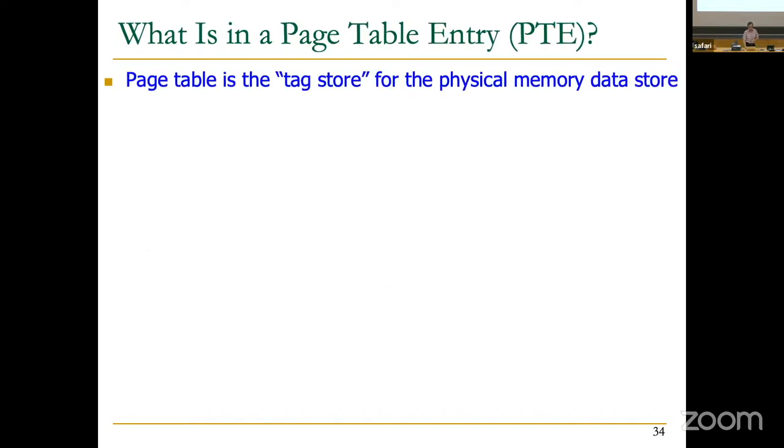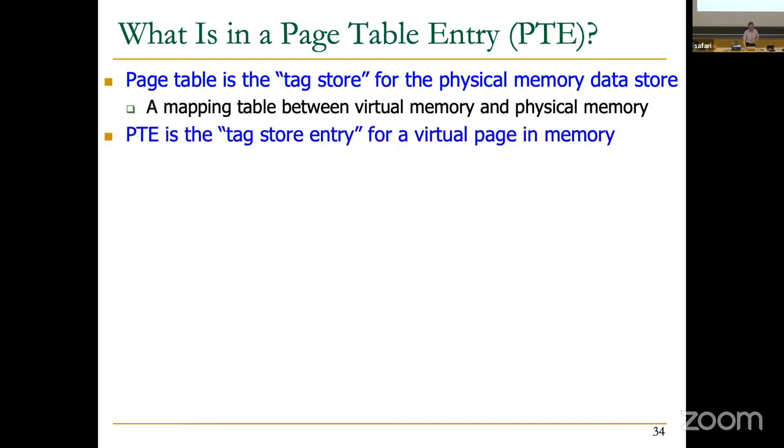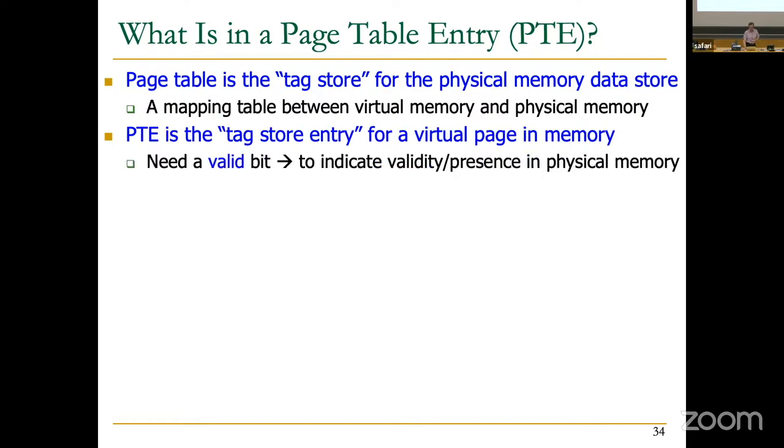And we already said that the page table is a tag store for the physical memory, right? The data store. It provides a mapping table between virtual memory and physical memory. And the page table entry is really the tag store entry for a virtual page in memory. So you need a valid bit, as we discussed, right? This indicates validity or presence in physical memory. You need tag bits. These are the physical frame number or physical page number bits to support translation.